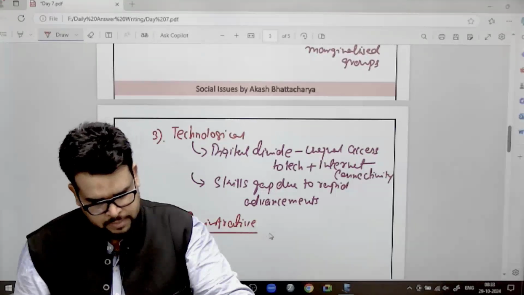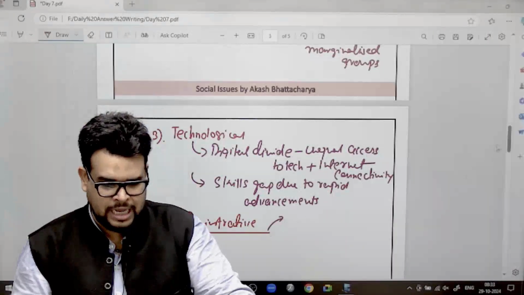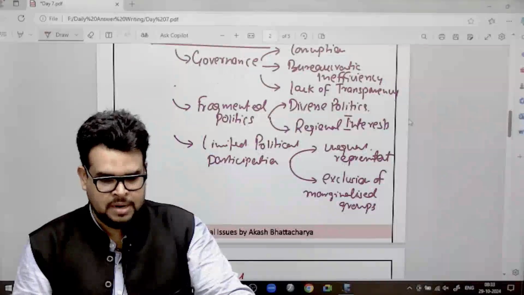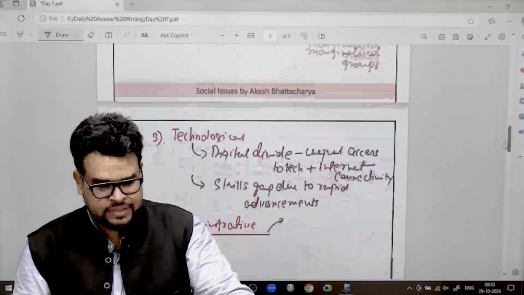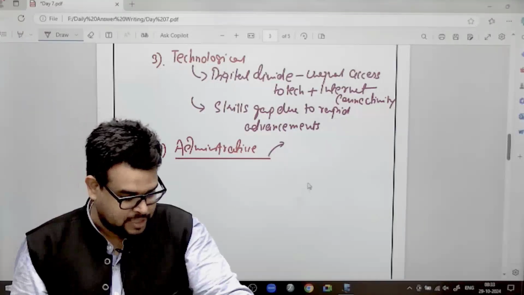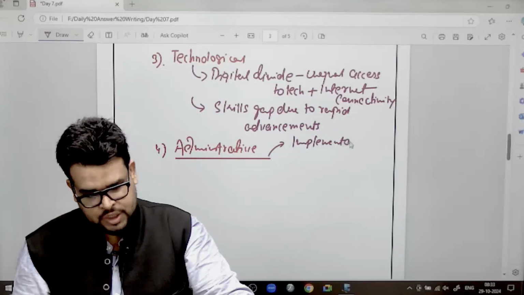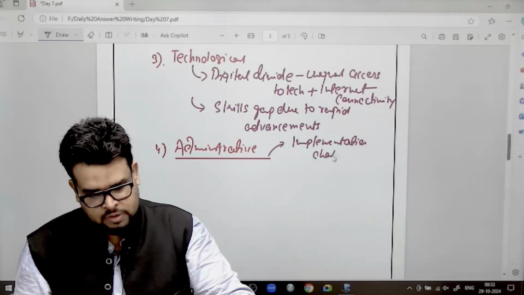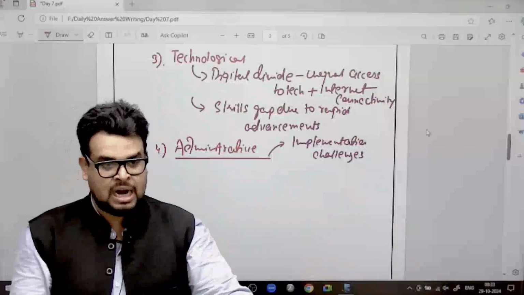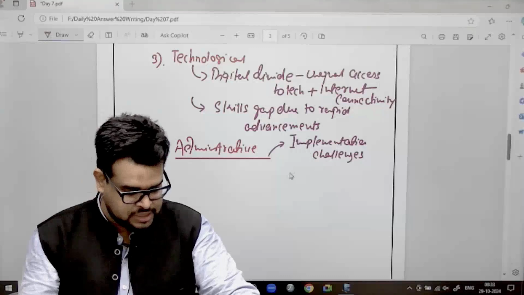When I talk about administrative, the answer is very simple. I could include it with governance also, but since I have good points to write here, I will make a separate subheading. Under administrative you can write implementation challenges. Under governance I was talking about leakage, but here implementation challenges will be there. The data I have and the ground data may not match. There is a mismatch.